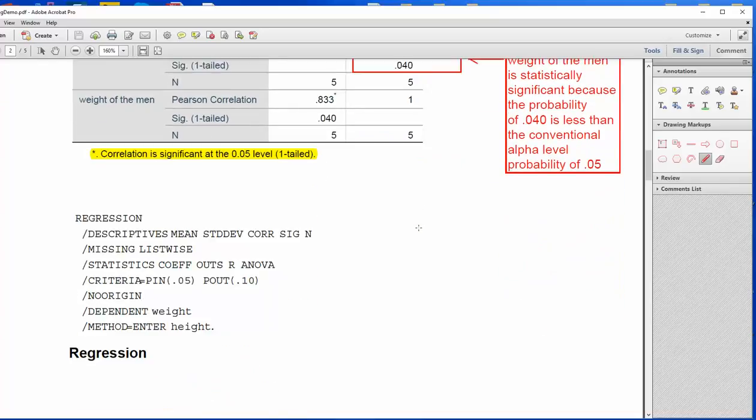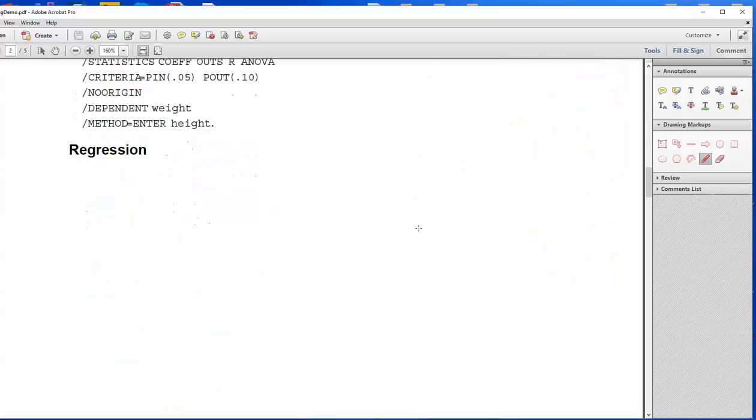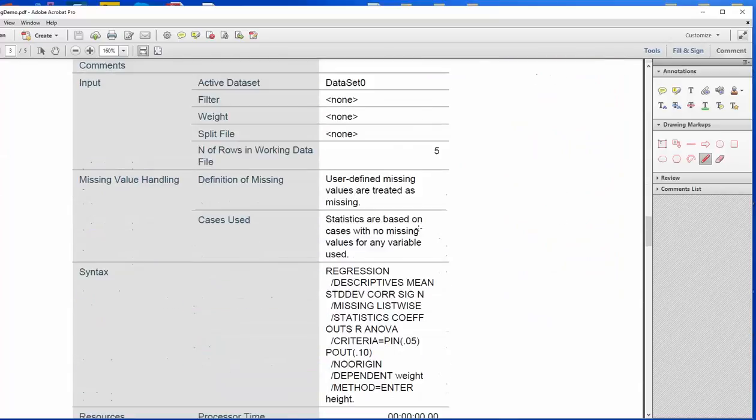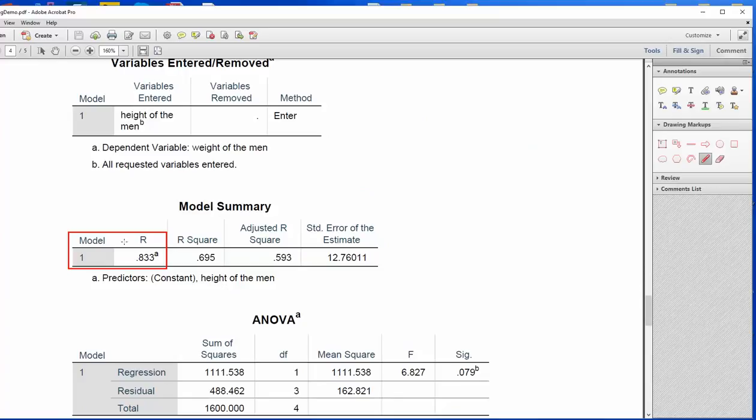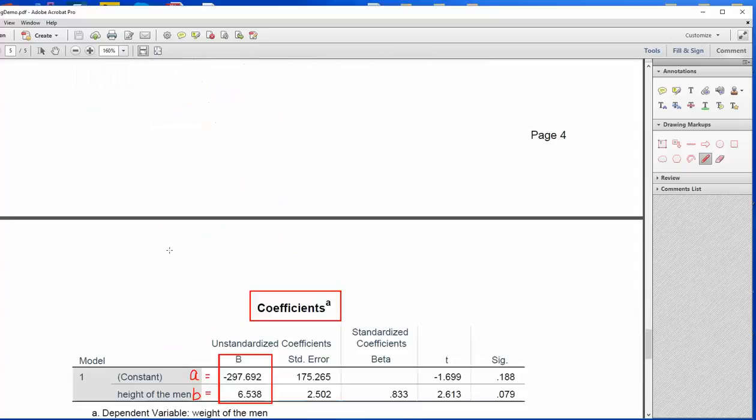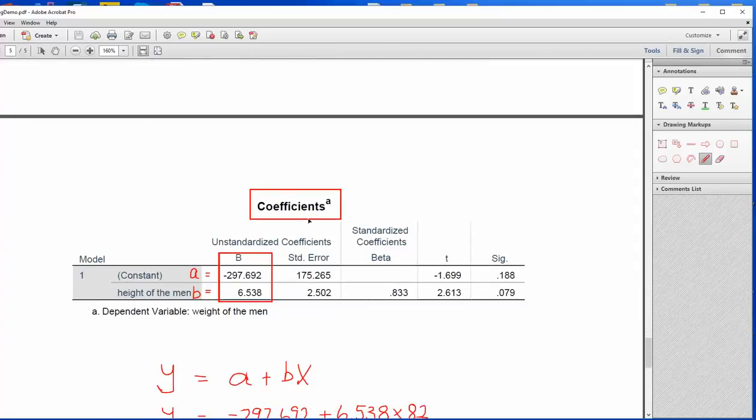But I was talking about the regression, which is the second problem. So let's go to the regression analysis, which is down here. And as I said before, this is a repetition after you've done the regression analysis. It will give you the correlation between the variables. And we saw earlier it was 0.833. It's the same thing repeated here. But that is not the most important thing. The most important thing is down here. And that is the coefficients.